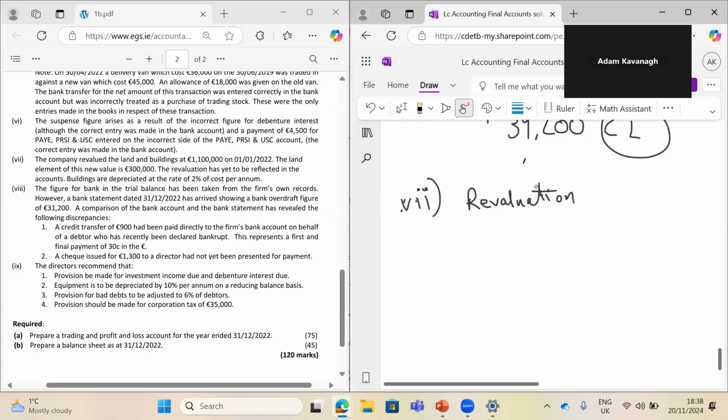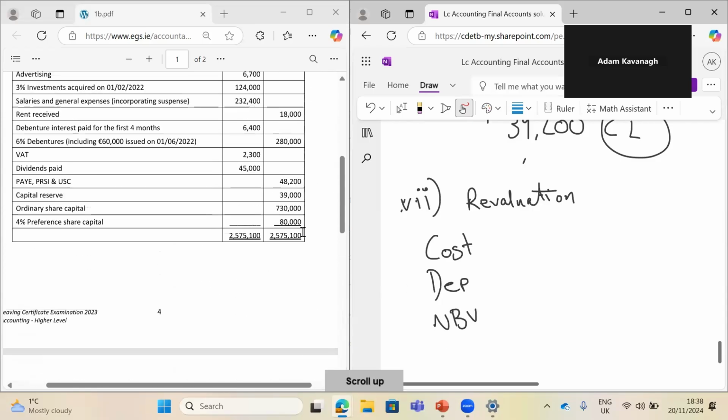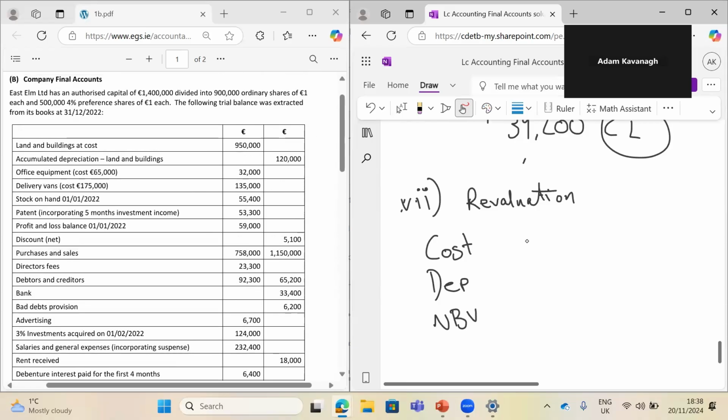So we've changed the value of buildings. Now, if we've changed the value of buildings on the 1st of the 1st, we want to know, well, how much were they worth before we revalued? So we need to get the cost minus depreciation, that'll give us the net book value. So the cost of buildings in the question is 950,000. Depreciation is 120,000, which will give you 830,000 for the net book value. Okay, so that's 830,000. That's how much buildings were before we revalued them.